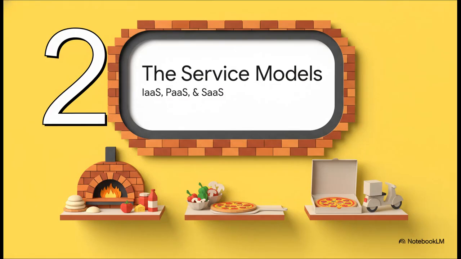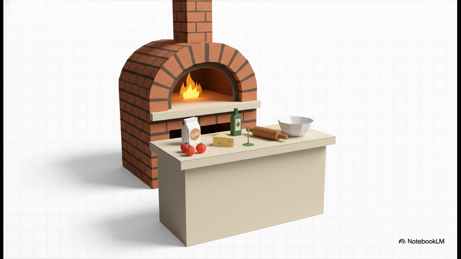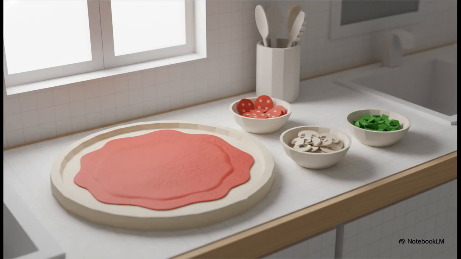All right, to really get this, let's stick with our kitchen idea, but let's talk about something we all love. Pizza. You see, the cloud gives you 3 different ways to get your pizza. Option number 1 is make it yourself. In the tech world, this is called IaaS, or Infrastructure as a Service. This is where the cloud gives you the whole kitchen, the oven, the flour, the cheese, the tomatoes, everything you need. But it's up to you to make the dough and build the pizza from scratch. You're in total control.